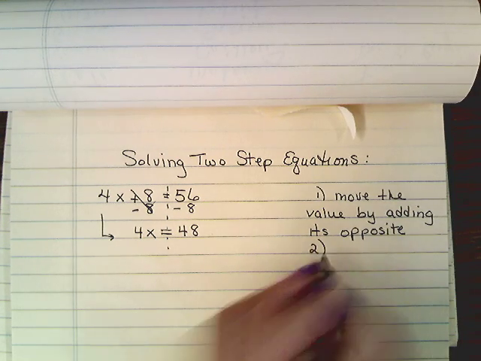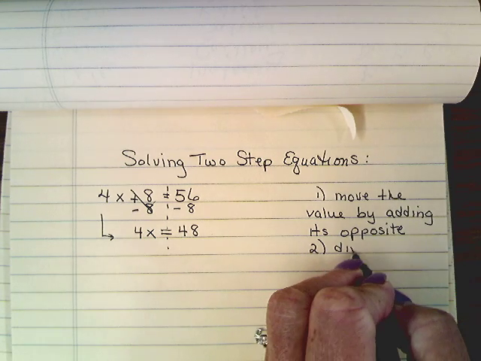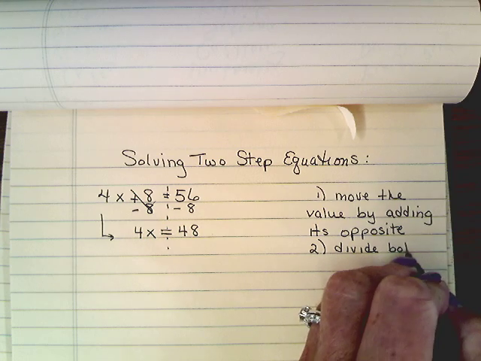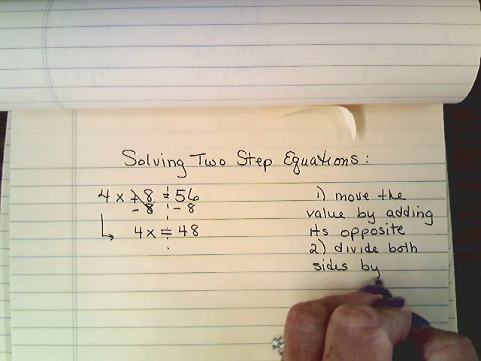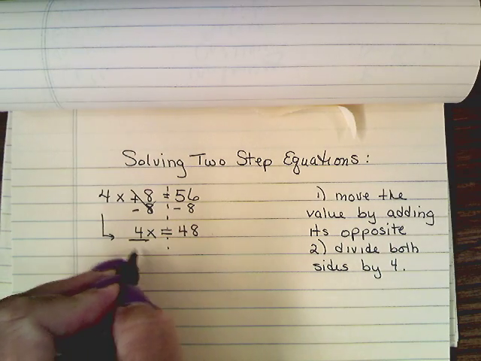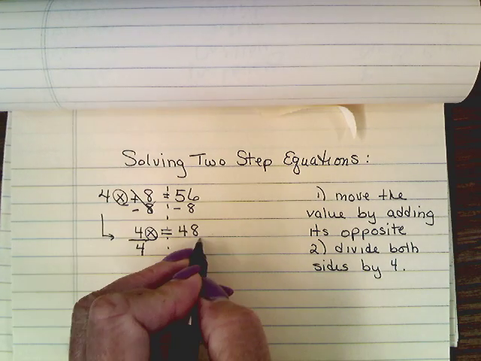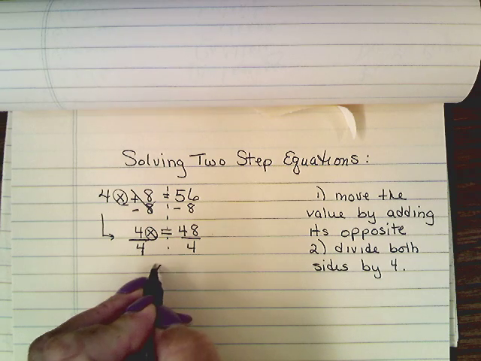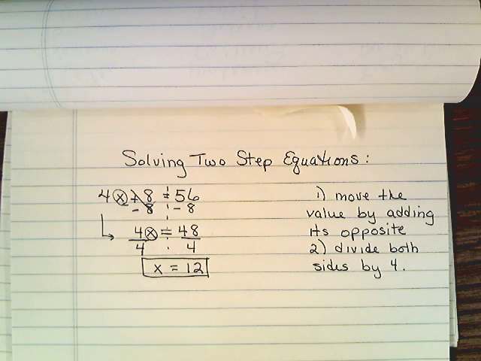For the last step here, we are going to either divide or multiply. Here we are going to divide both sides by 4. This is a step that a lot of you forgot last year. You're not done until that variable stands alone. Divide by 4, x is equal to 12. So that's a simple two-step equation.